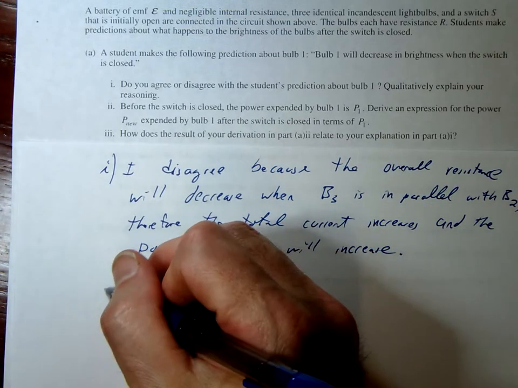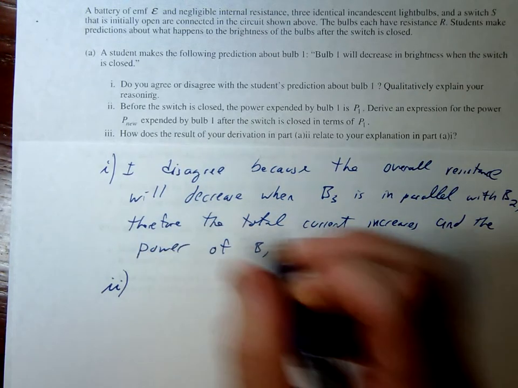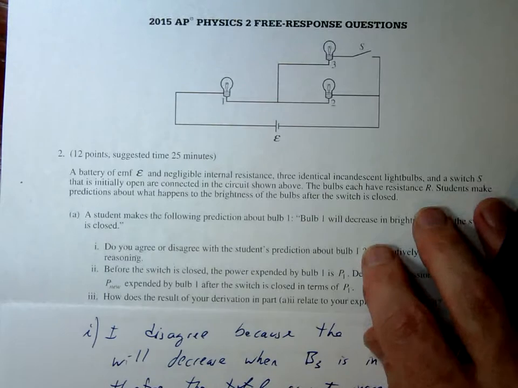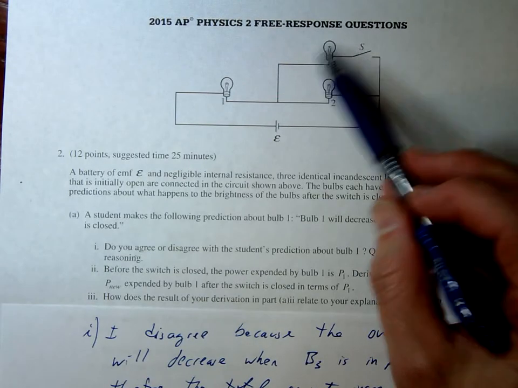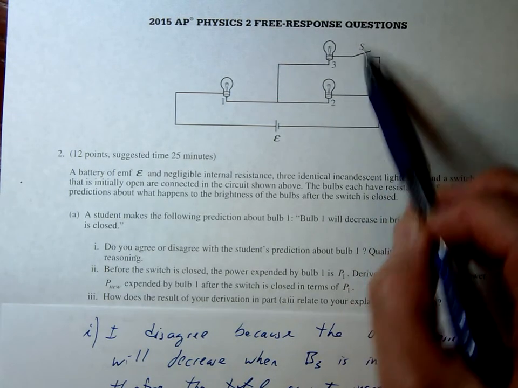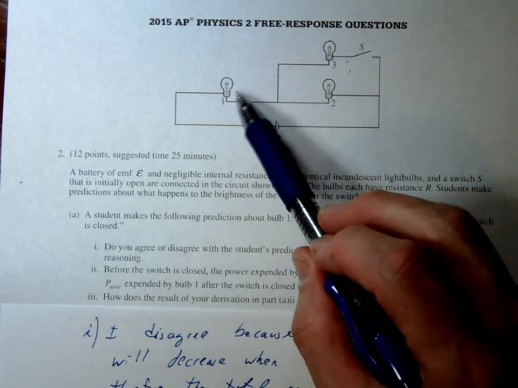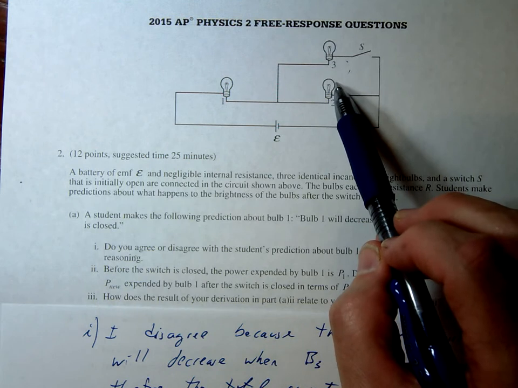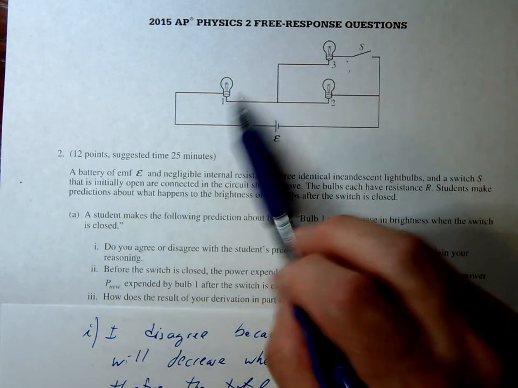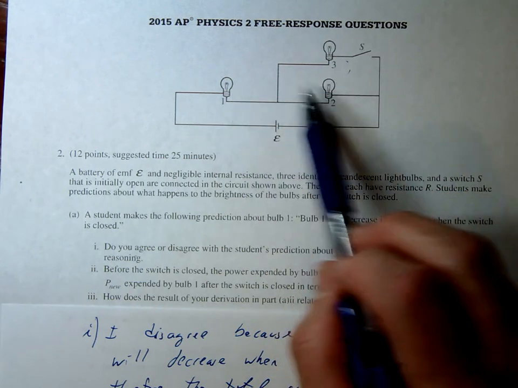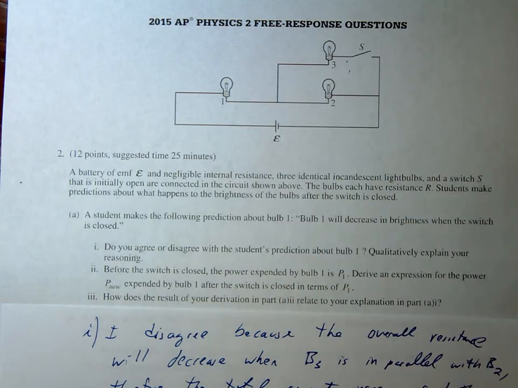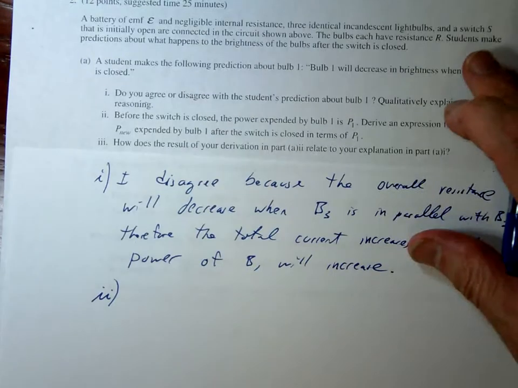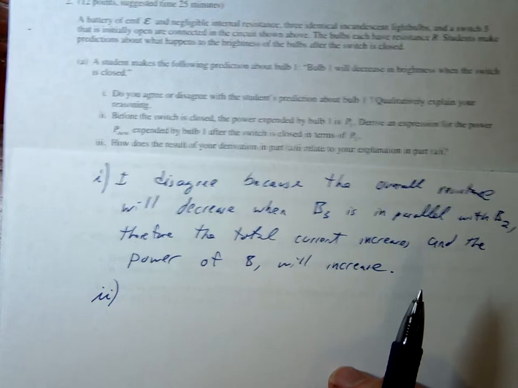Okay, there's also another reason as well, and that would be the voltage drop across these. When this resistance decreases when it's in parallel, the voltage drop across it will also decrease. Because of that, the voltage drop across this will therefore increase, and therefore this one will become brighter. Okay, and actually probably for 2 I'm going to derive that.